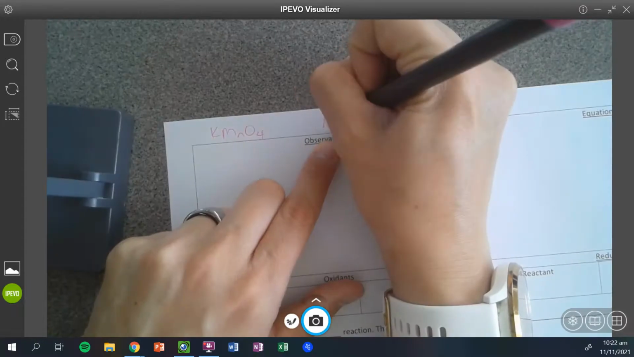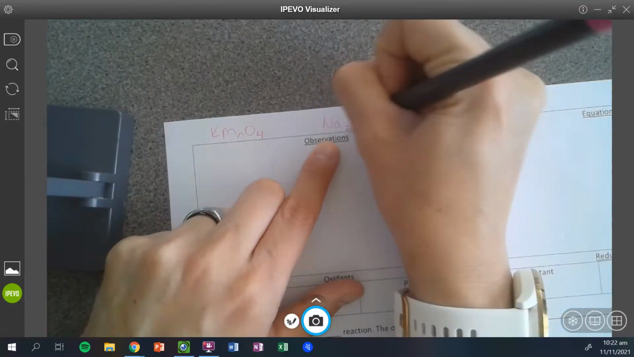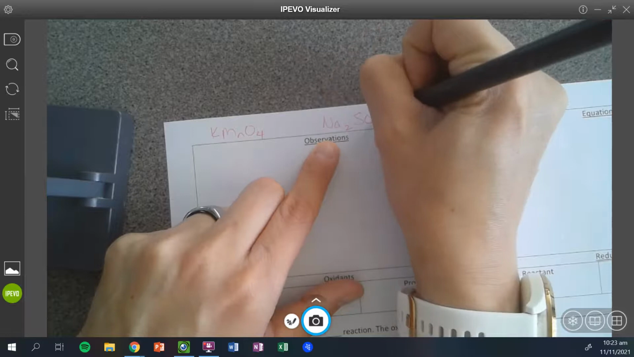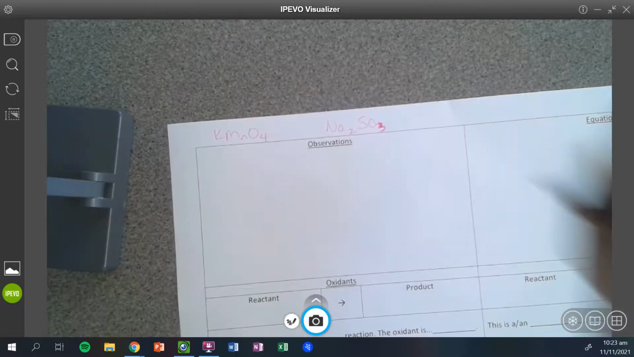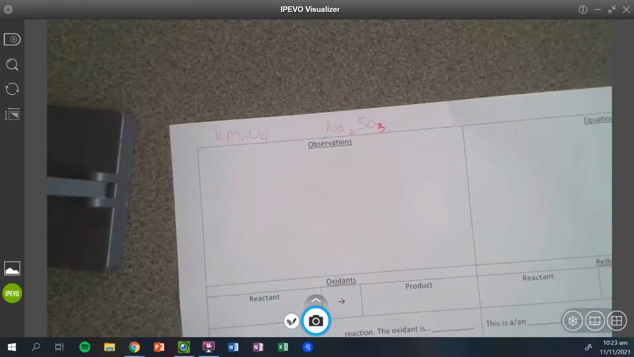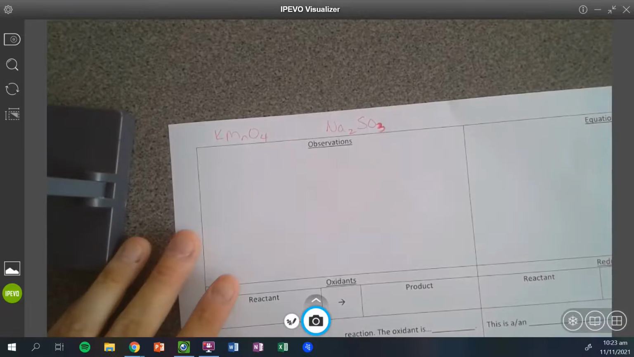sodium sulfite. So this one's a little bit different because it's SO3 instead of SO4. SO4 is sulfate. This is sulfite. Are we good with that so far? So we're mixing these two solutions together.